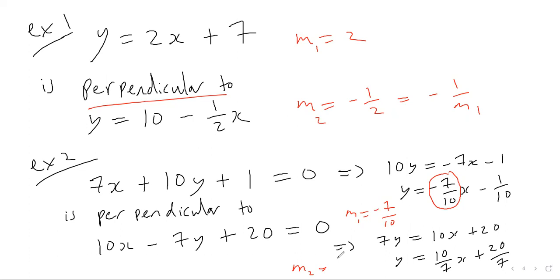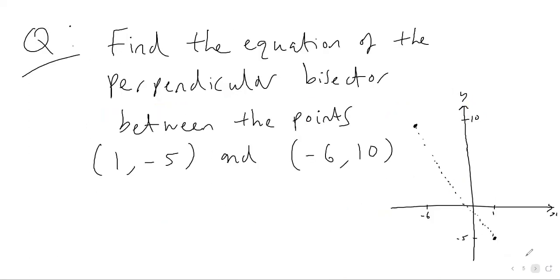So what I'm trying to say is that negative 7 over 10 is the negative reciprocal of 10 over 7. So these fractions are negative reciprocals of each other, so negative 1 over m1. Let's make a note here that this is negative 1 over the first gradient. So therefore these must be perpendicular lines because their gradients are negative reciprocals of each other, and that's how you can tell whether you've got a perpendicular line.